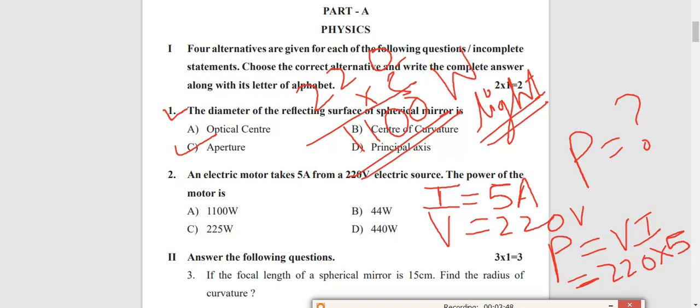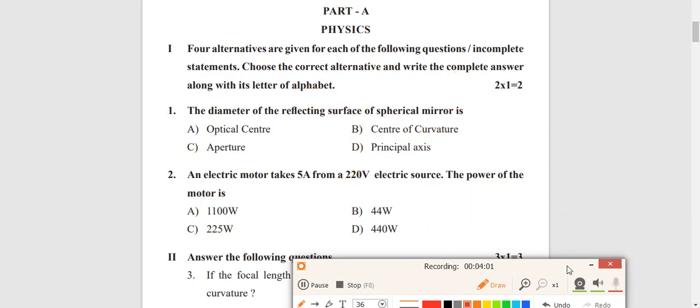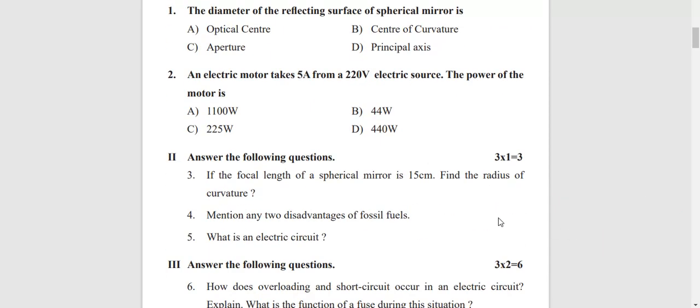So let's check which option is the correct one for this answer. 1100 watt, option A is the correct one. We are getting 1100 watt there. So the answer is 1100. This question was very easy. You only have to remember the formula for power. If you know the formula of power, you can easily solve this question.